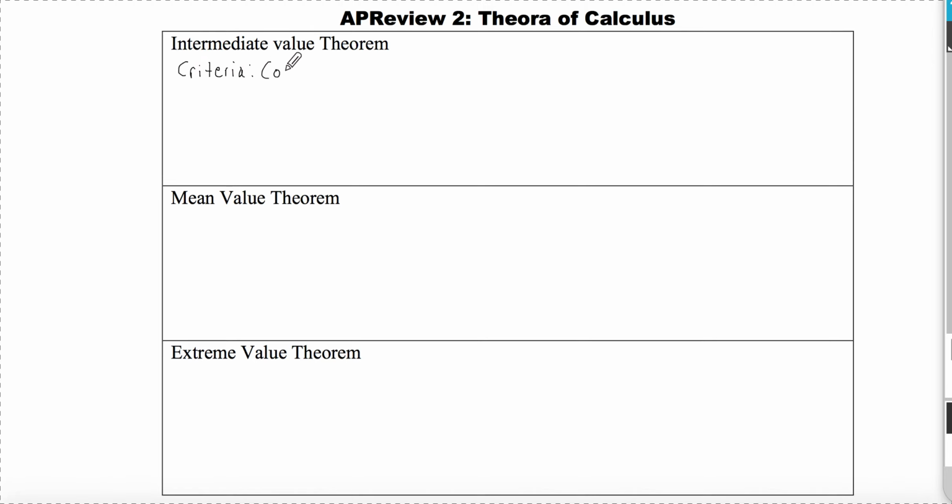The criteria is, in this case, there's one criterion: the function needs to be continuous on the interval a to b. Okay? That's all it means. What do we need to show? We need to show a starting value of a function and an ending value.